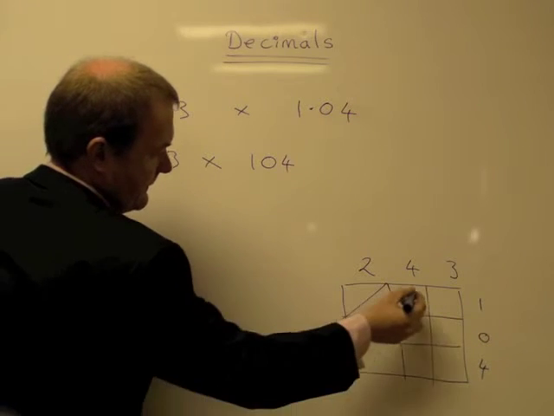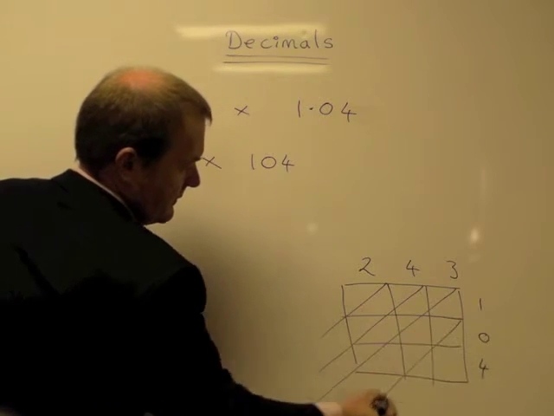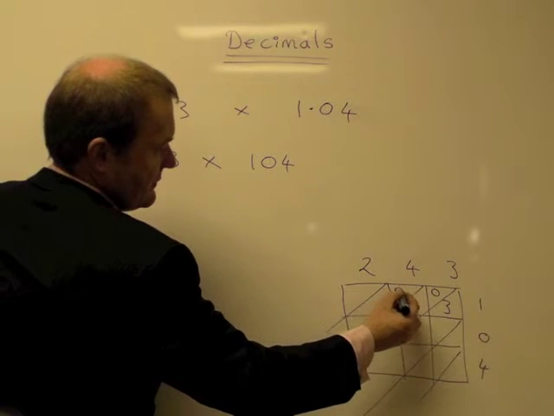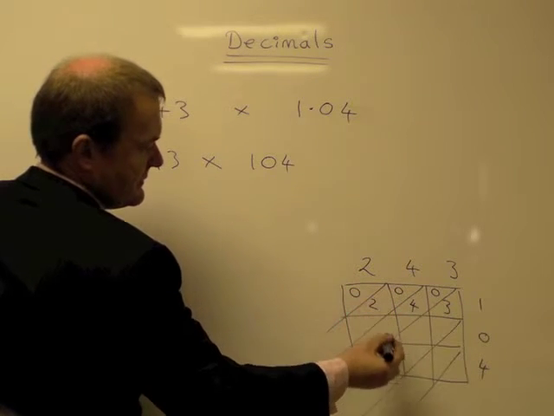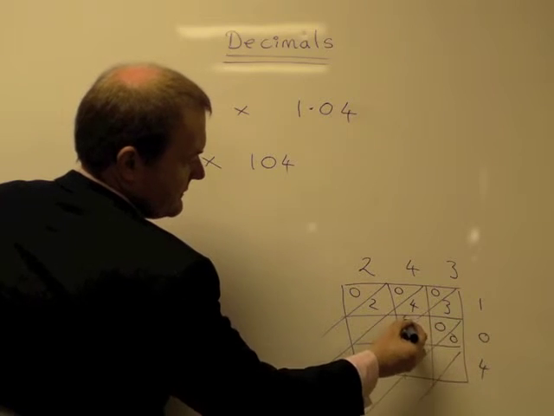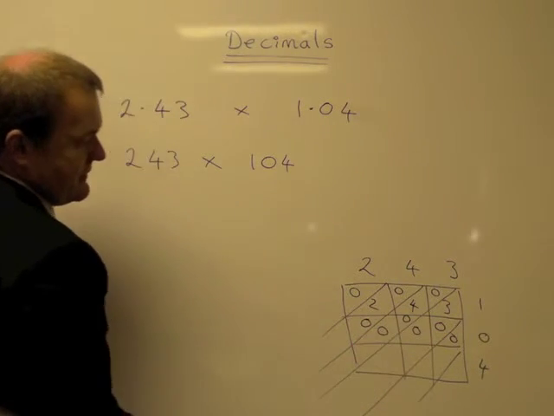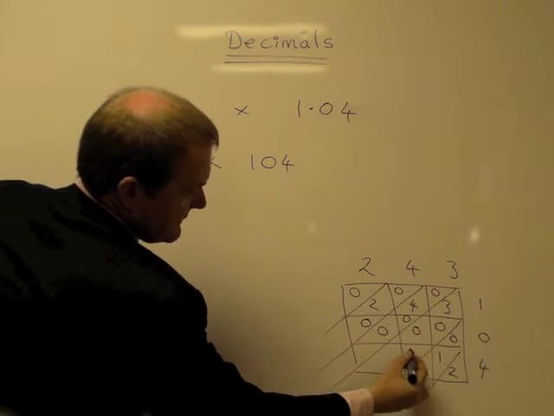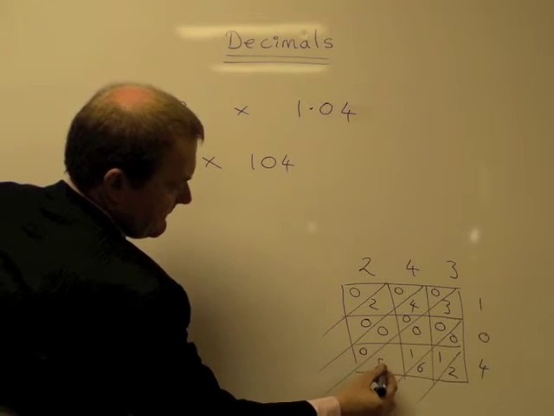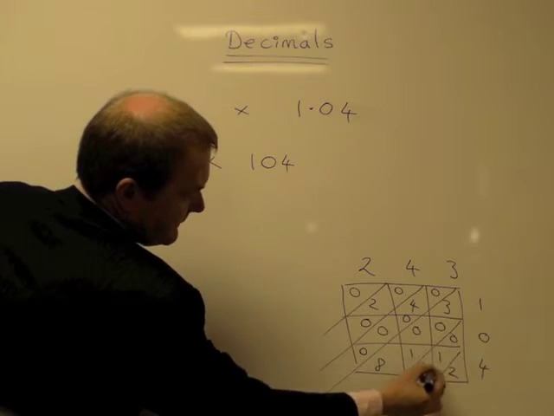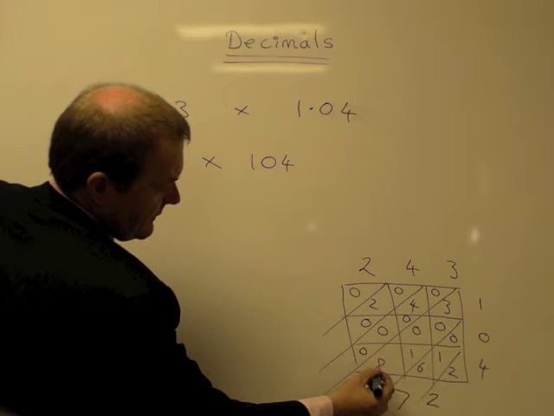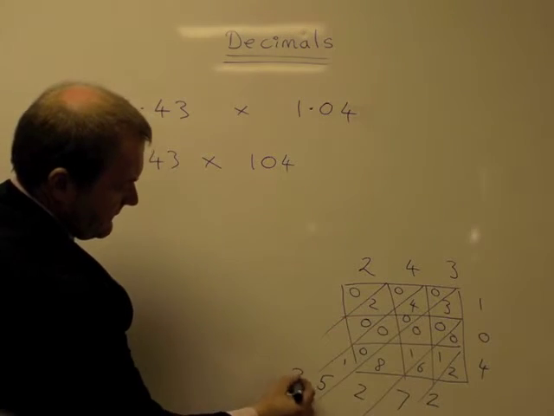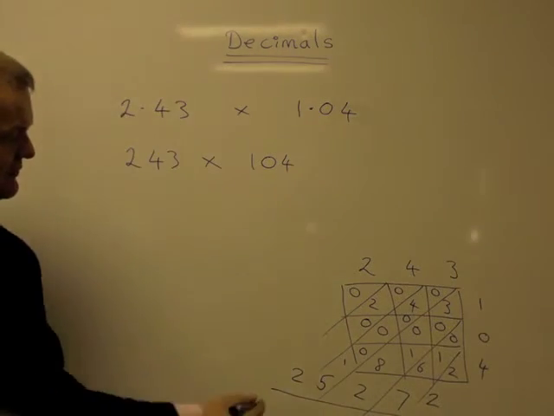Make the grid. Put diagonals in. 1 times 3 is 3. 1 times 4 is 4. 1 times 2 is 2. 0 times 3 is 0. 0 times 4 is 0. 0 times 2 is 0. 3 4s are 12. 4 4s are 16. 2 4s are 8. Add up down the diagonals. 2, 7, 8, 9, 12. Carry the 1, 4, 5, 2. 25,272.